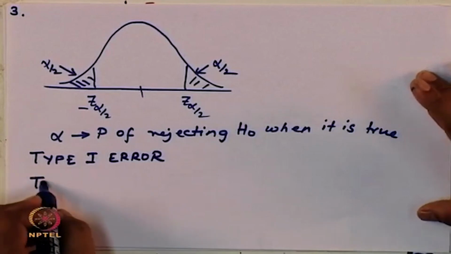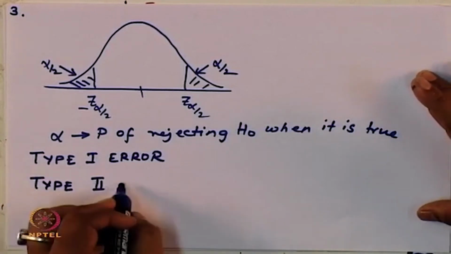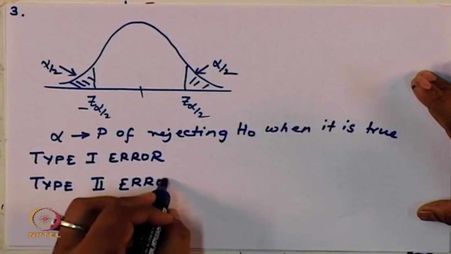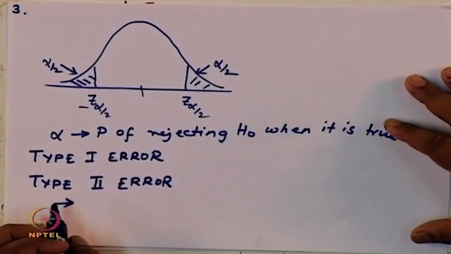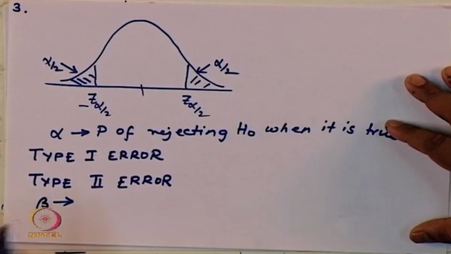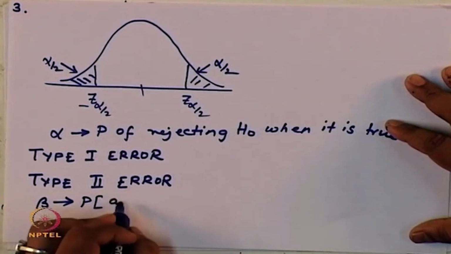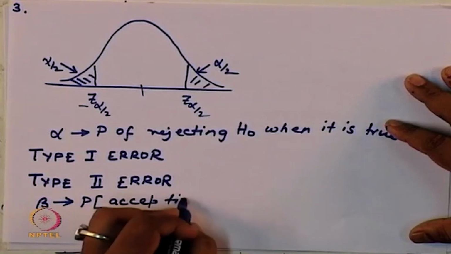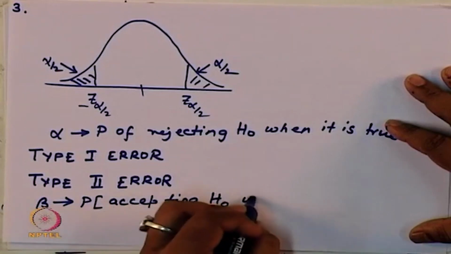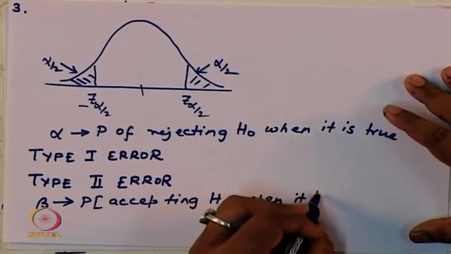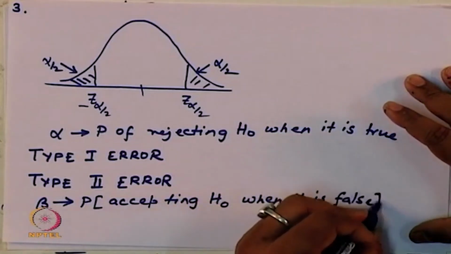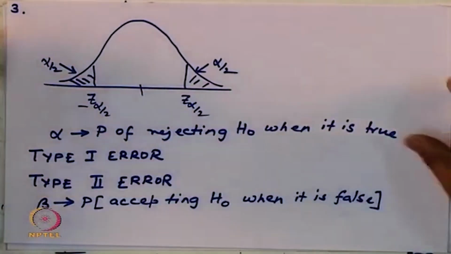But there is an alternate possibility called a type 2 error. And beta is the probability of accepting H naught when it is false. So, you would imagine that the true effectiveness of a test will depend on both your choices of alpha and beta.